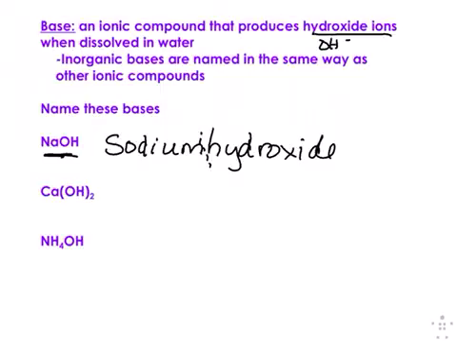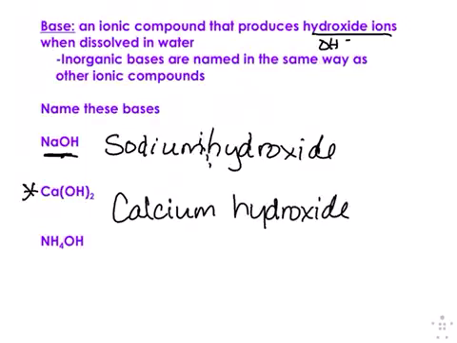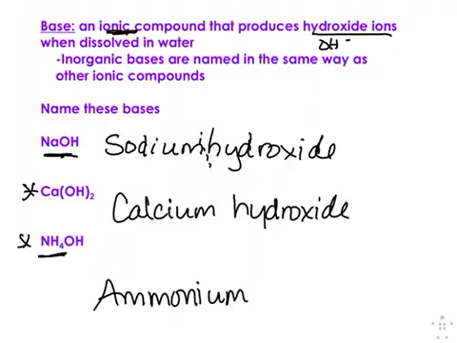All right, let's practice the next one here. What would we call this one? First element? Calcium. Second part? Hydroxide. So the 2 subscript doesn't... Correct. The 2 subscript does not matter because they're considered ionic compounds. And the last one here. NH4 is ammonium, followed by hydroxide.